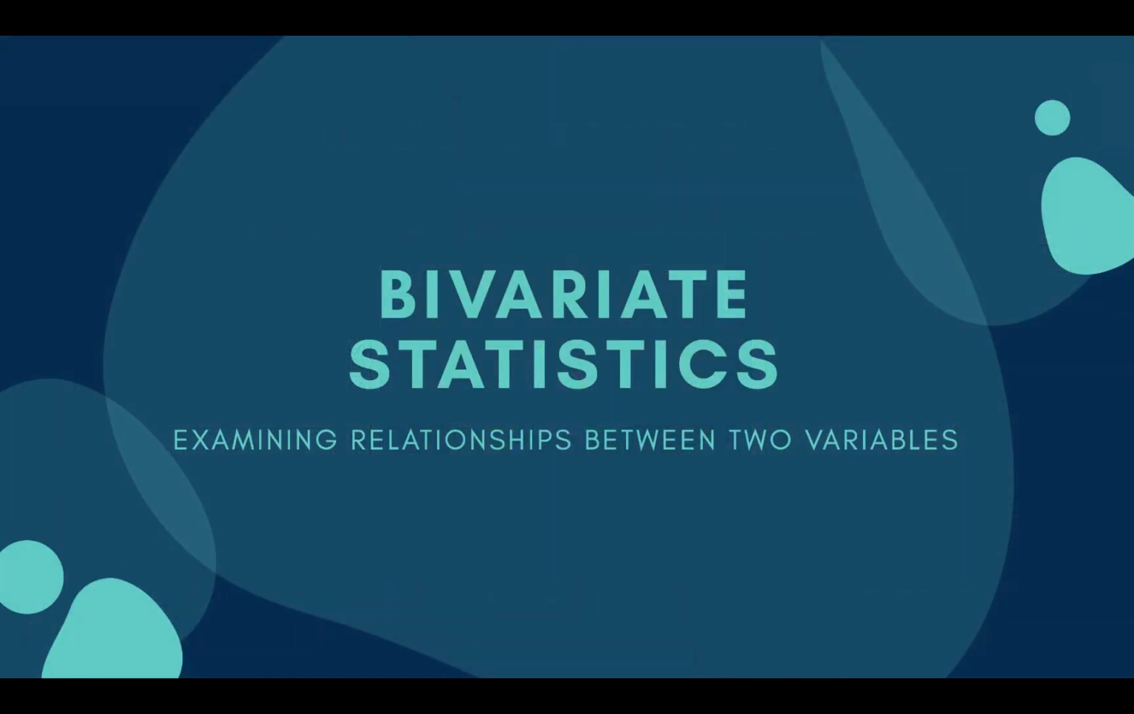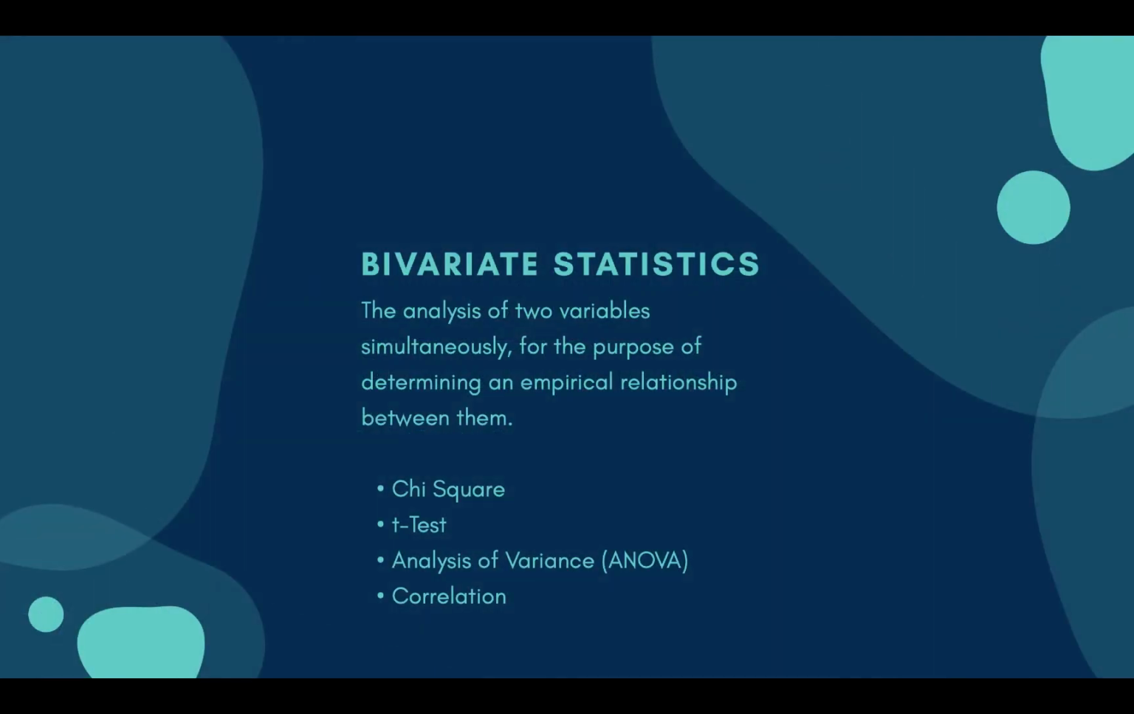Bivariate statistics. This is where we're moving away from univariate statistics, or just describing what's going on, to bivariate statistics that help us examine relationships between 2 variables. Bivariate, 2 variables. We're getting away from descriptive statistics into inferential statistics, explaining something about the social world, generalizing to the social world. All right, bivariate statistics is an analysis of 2 variables simultaneously for the purpose of determining an empirical relationship between them. We want to generalize.